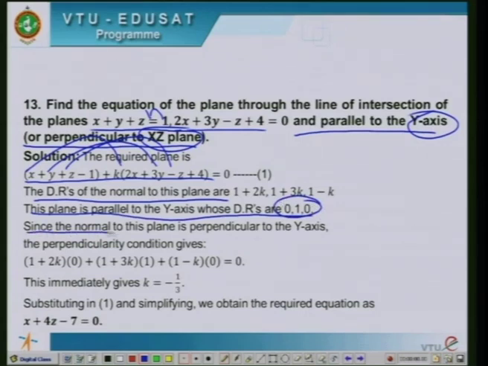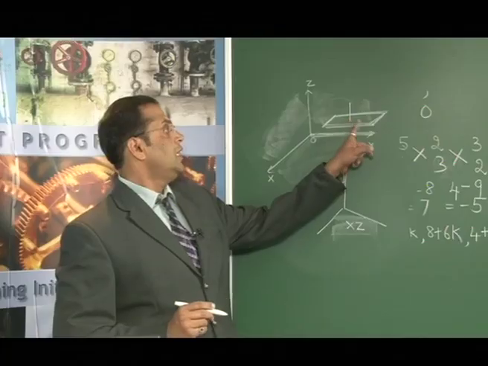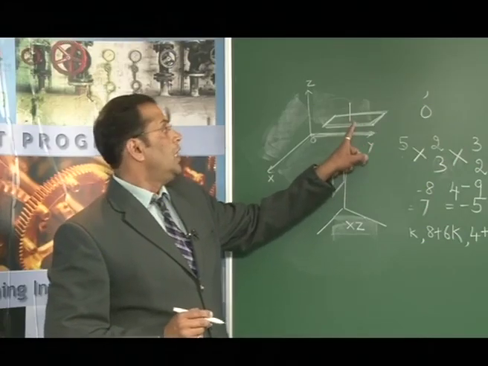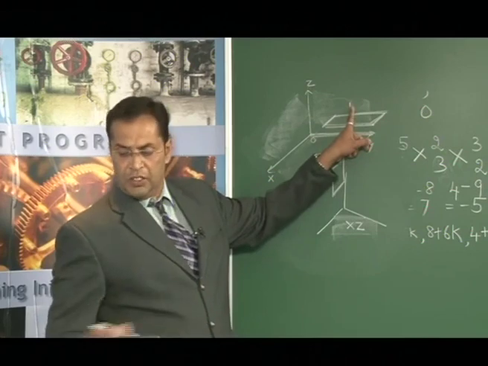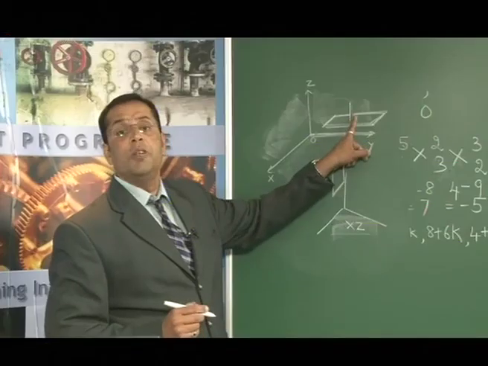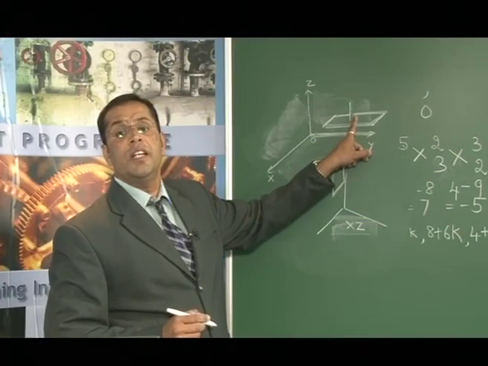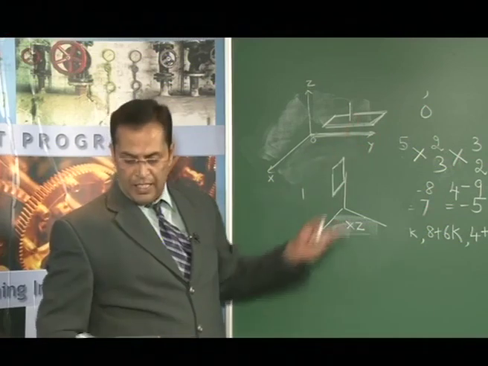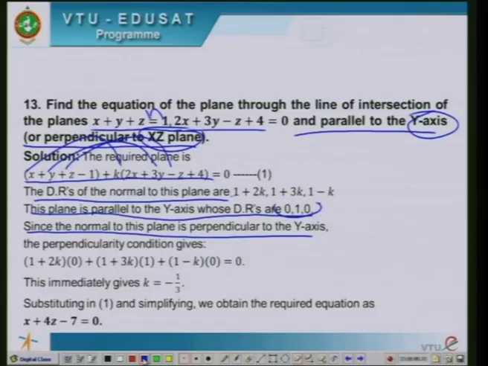Since this plane is parallel to the y axis, the normal to the plane, whose ratios are 1 plus 2k, 1 minus 3k, and 1 minus k, is perpendicular to the y axis. So, what should happen? Again, apply the condition for perpendicularity: the sum of the product of the ratios should be 0.